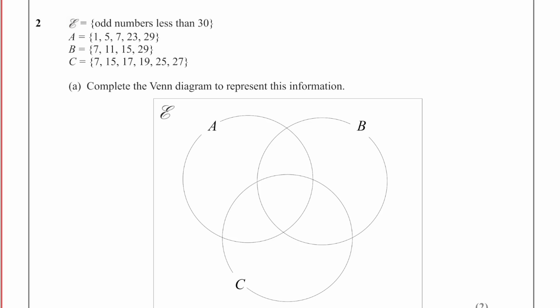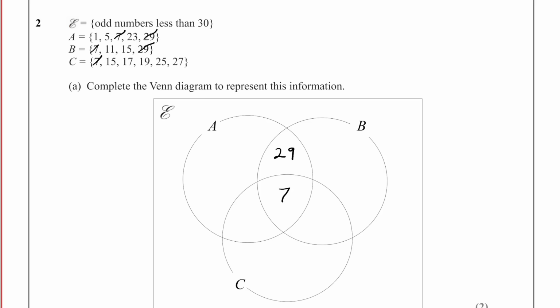So in the middle of all three circles, we want any number that's in all of them, and they all have a 7. So 7 goes in the middle. There's nothing else that all three of them have got. But A and B both have 29 in them. So in A and B is 29.